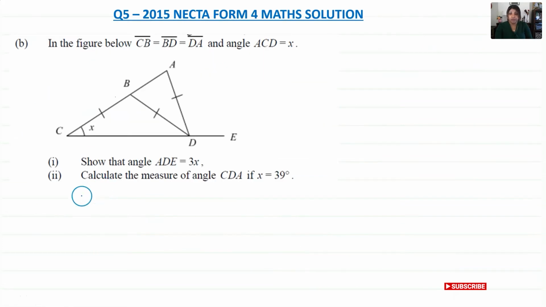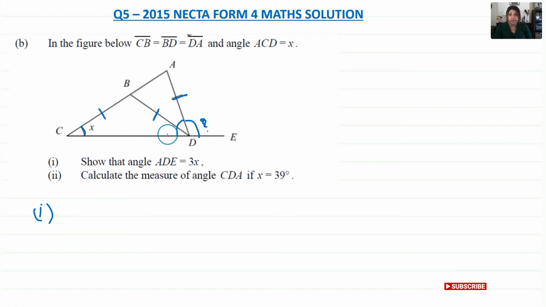Part B then. We're told in the figure below, CB is equal to BD, which is equal to the side DA, and angle ACD is equal to x. Show that the angle ADE is equal to 3x. So that's the angle here. We need to show this is 3x. Then for part II, we need to calculate the measure of the angle CDA, this big one here, if x is equal to 39 degrees. Okay, so let's start with part I.